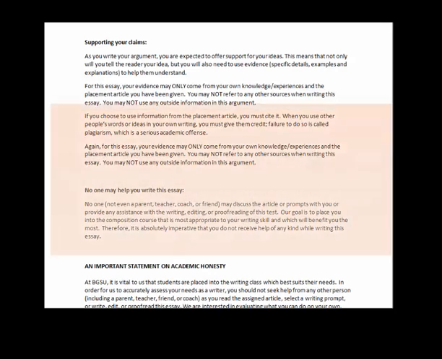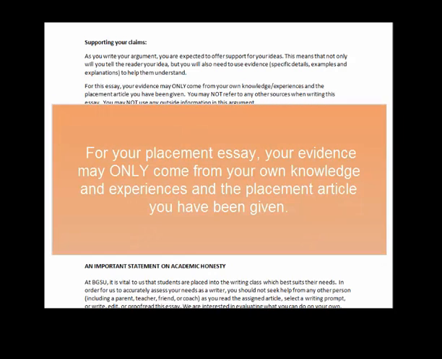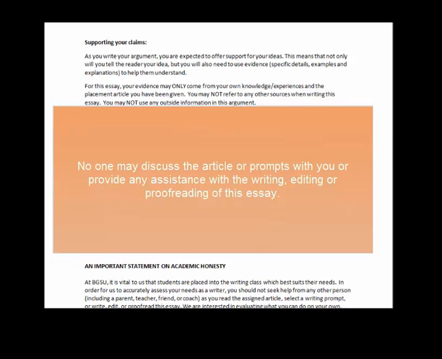Again, for this essay, your evidence may only come from your own knowledge and experiences and the placement article that you have been given. You may not refer to any other sources when writing this essay. You may not use any outside information in this argument. Additionally, no one may help you write this essay. No one, not even a parent, teacher, coach, or friend, may discuss the article or prompts with you or provide any assistance with the writing, editing, or proofreading of this test.